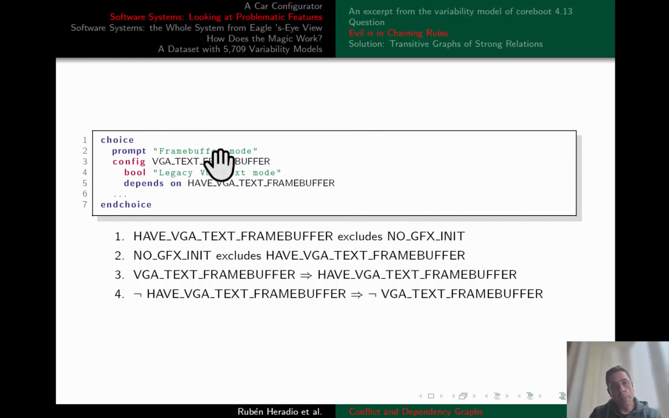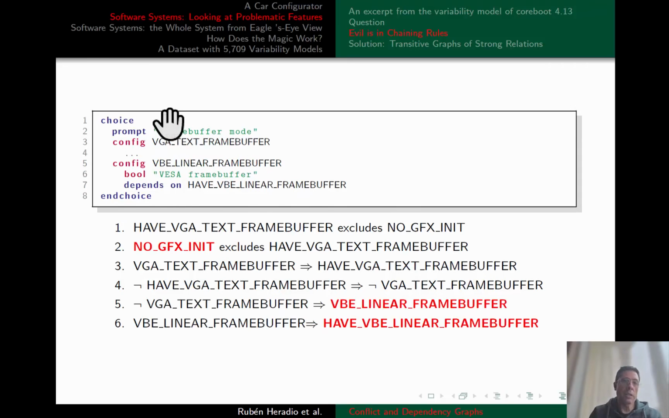But this other feature depends on this one. As this is disabled, this also needs to be disabled. And we are in a choice of only two alternatives. So as this is disabled, this other alternative needs to be enabled. But this alternative to be enabled needs that this feature is also enabled because it depends on it. So the answer to the question is yes. No GFX init depends on other two features, which are HaveVBE linear frame buffer and another linear frame buffer feature.